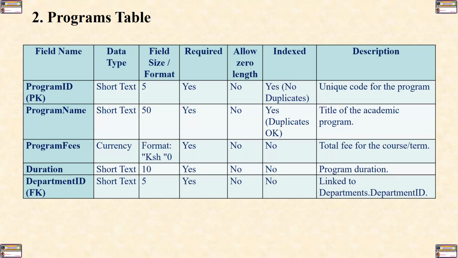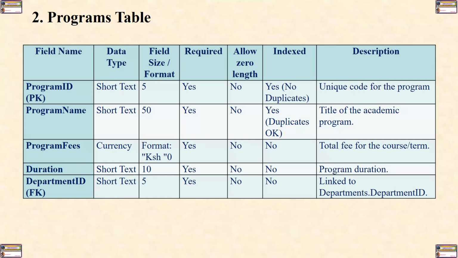Program name, those will be our properties there. We have the size, required, yes, zero length. Program name, do you need to sort the program name? Yeah, you can sort the program names because more than one student may be having the same program, or you have various programs being taken by various students, so it's okay to index that.